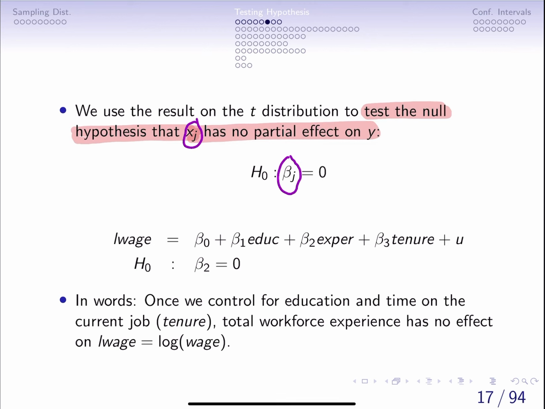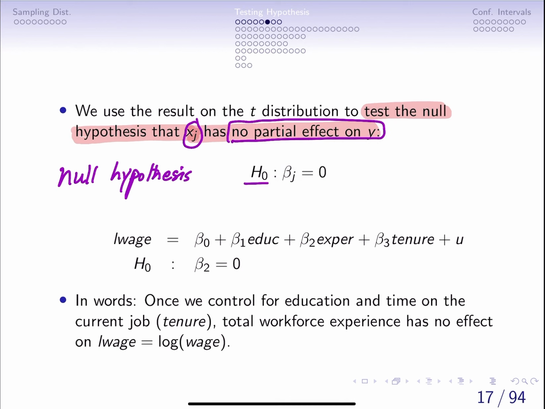So we are hypothesizing here, we are setting up our null hypothesis. We are setting up our null hypothesis by saying that beta j has no effect, xj has no effect on y, okay, no partial effect on y, which is to basically say that beta j equals 0. So we are hypothesizing that this doesn't have an effect.